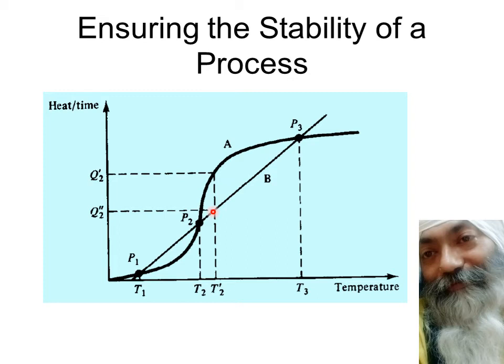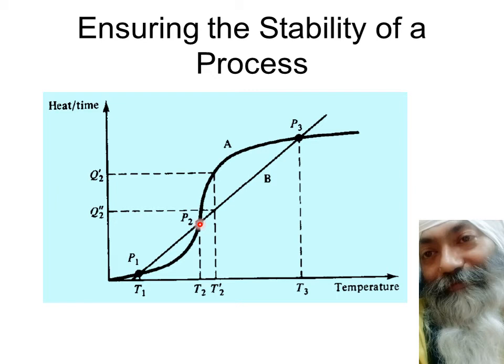So friends, what do you see? That the moment temperature increases from T2 to T2 dash, the heat produced is more and heat absorbed is less, and this is going to result in the temperature going still higher. The temperature will still become higher, because the heat released is more and absorbed is less, so the temperature will become higher and higher and higher. This will show in the graph. It means that it will never come back to P2, right?